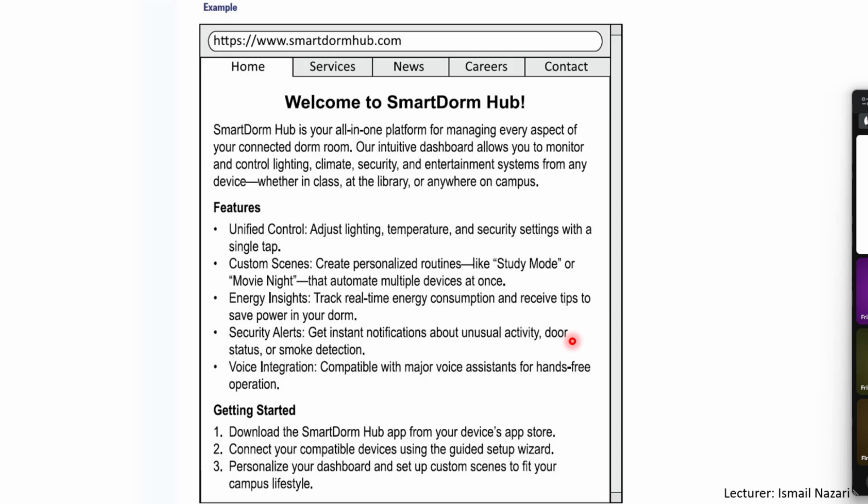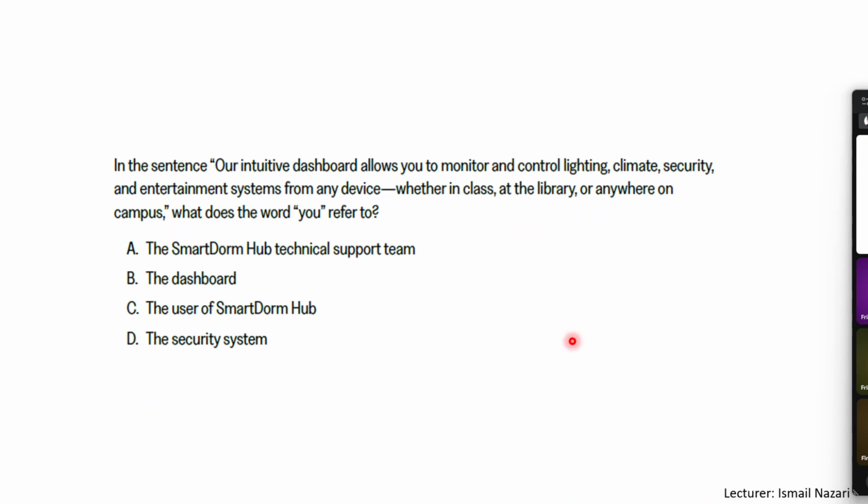So here is an example. Welcome to Smart Dorm Hub. This is the daily life task, and then we have the referential question. In the sentence, our intuitive dashboard allows you to monitor and control lighting, climate, security, and entertainment systems from any device, whether in class, at the library, or anywhere on campus. What does the word you refer to?